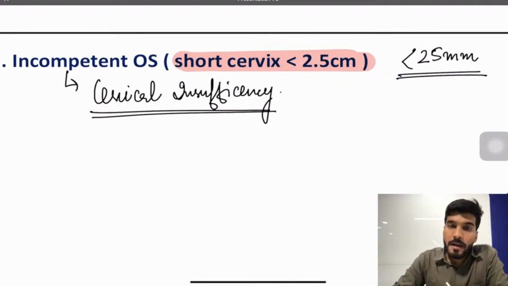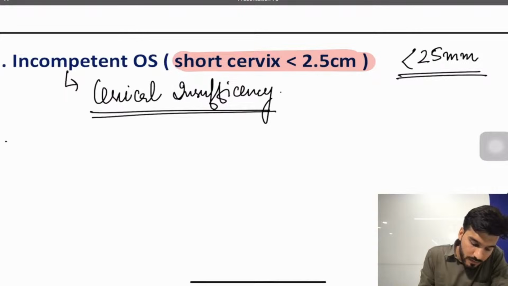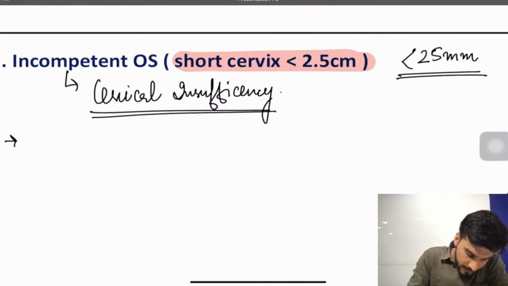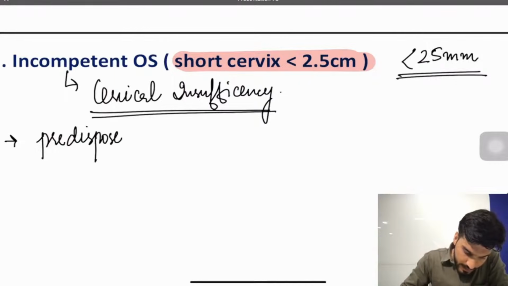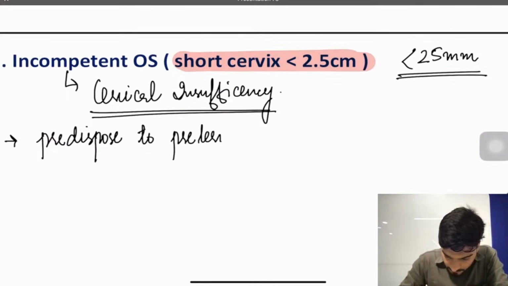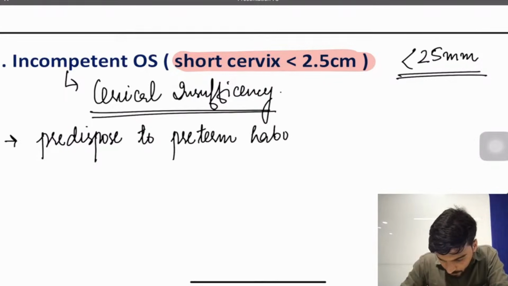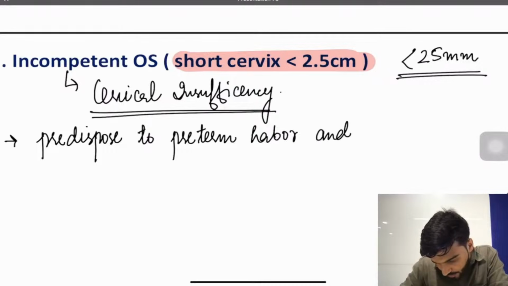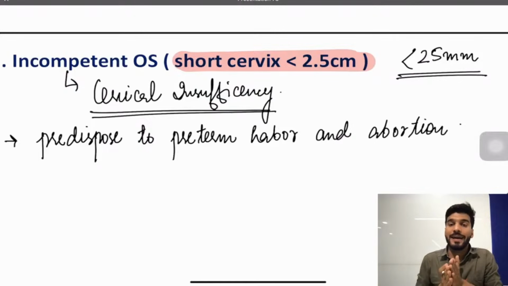Number second thing is, this short cervix will predispose to preterm labor and abortion. How? Because the cervix will dilate. When the cervix dilates prior to the labor, what will happen? Contents will come out, or sometimes prior to the labor it causes abortion.